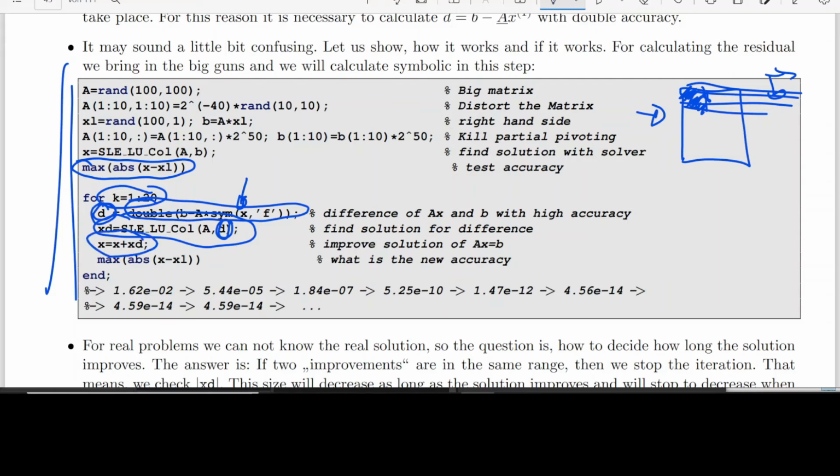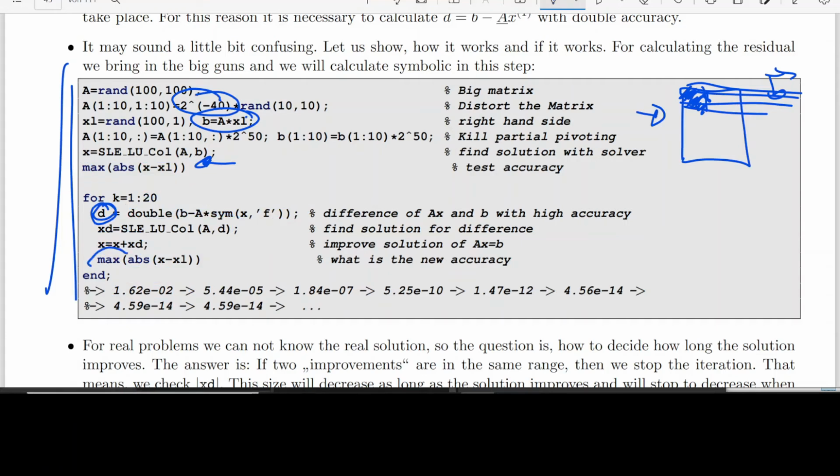Having that, we add it to the X we had so far, and then we can check how good our solution is, how far away our solution X is from the correct solution we knew from before, because we constructed it. And in the beginning we had 0.0162 as the deviation, so it's not too bad. This is because last time we used 2 to the power of minus 50, now we use 2 to the power of minus 40. So we get a solution which is not too bad, but it's bad.